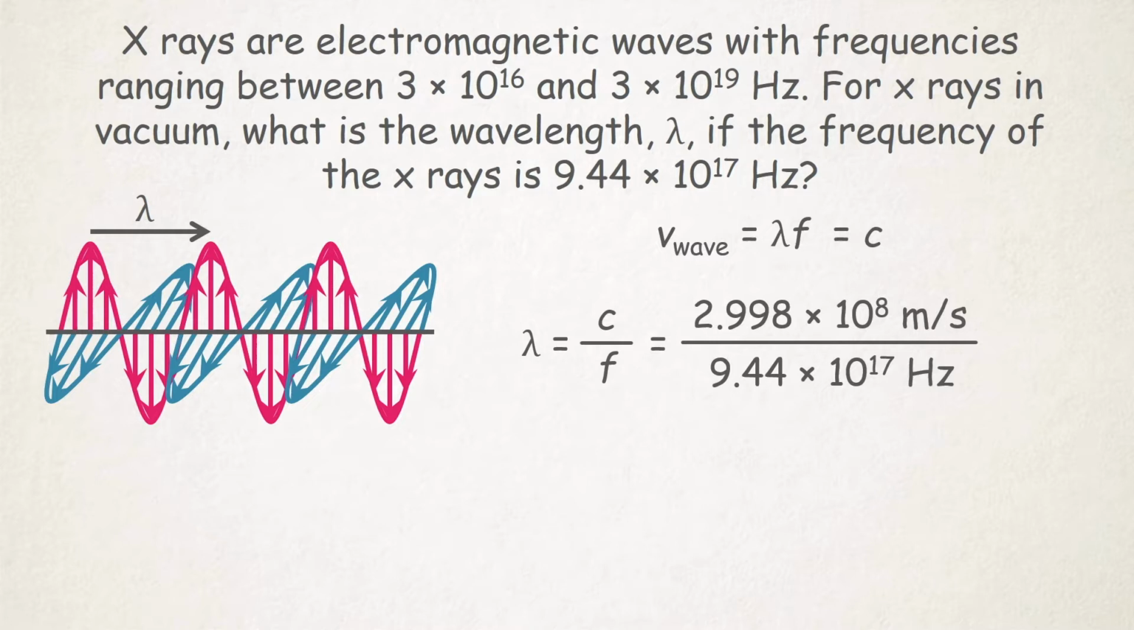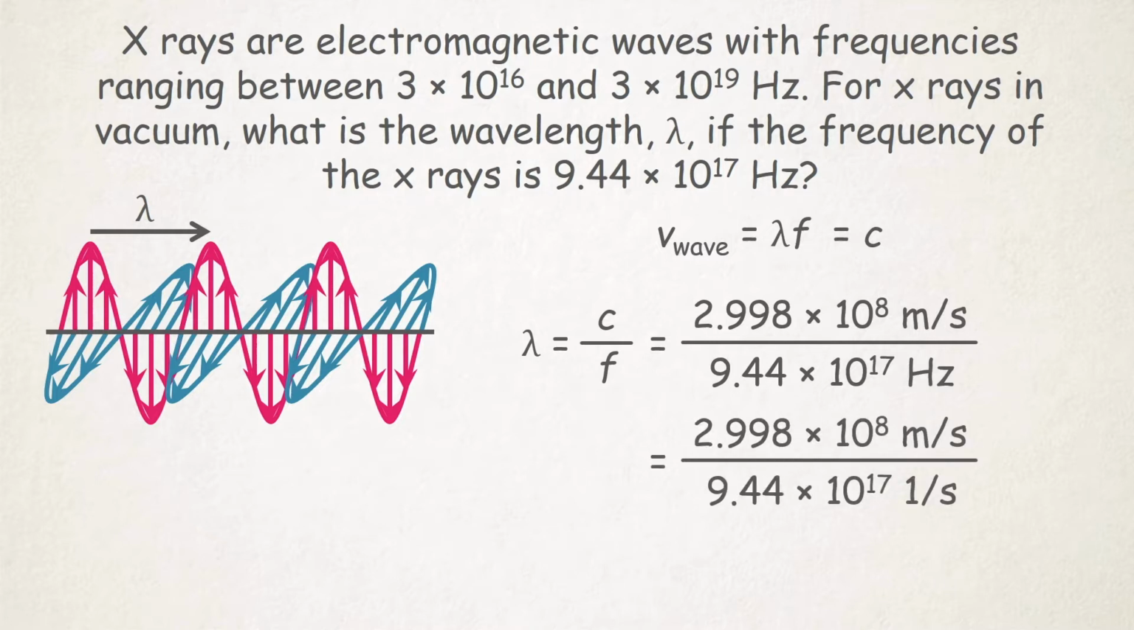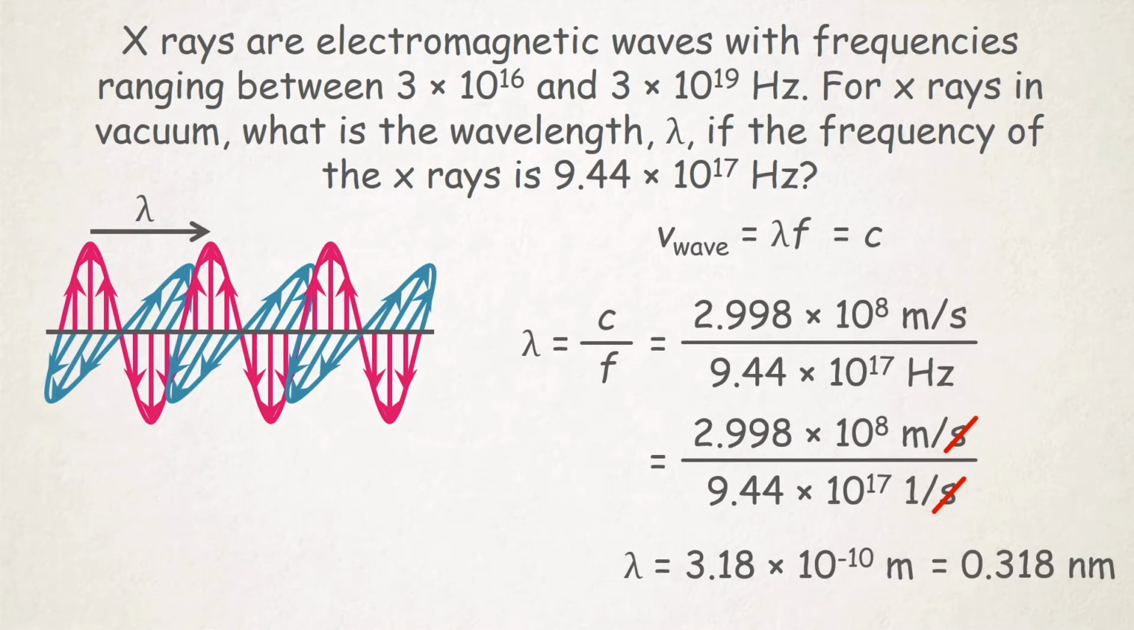frequency of the X-rays. Recall that the unit of hertz is equivalent to inverse seconds, or 1/seconds. The seconds cancel, leaving meters. So the wavelength is 3.18 times 10 to the minus 10 meters, or 0.318 nanometers.